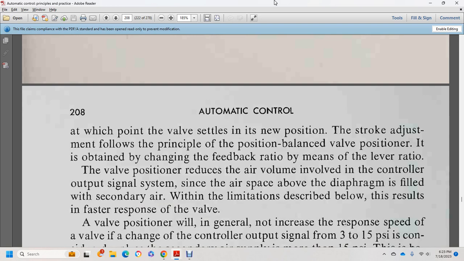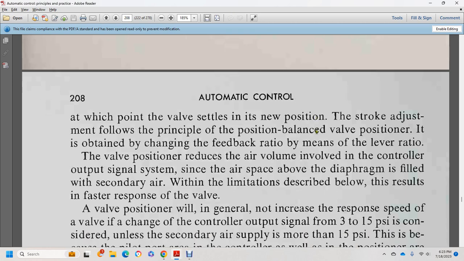At this point the valve settles at the new position. The stroke adjustment of the position balance valve is obtained by changing the feedback ratio, meaning a reduced ratio of valve position reduces the air volume involved with the control output signal, so the diaphragm is filled with secondary air, with limitations described below. The result is faster response of the valve.